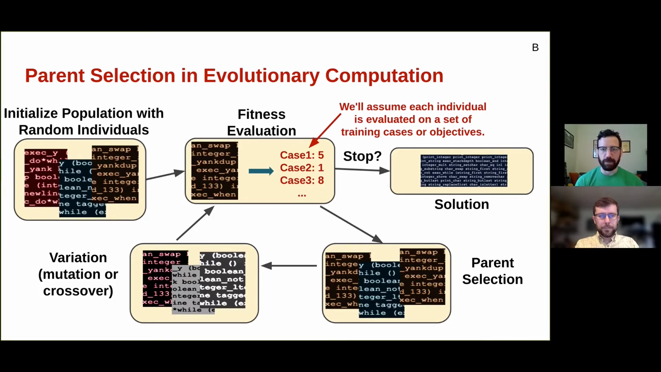Now, if we find an individual in the population that solves our problem perfectly, we might stop, but otherwise, we're going to step through stages of parent selection, where we select individuals from the population that are the most promising, and we apply some variation operators to those parents in order to produce offspring, and then loop through this process, evaluating fitness, selecting parents, and tweaking them until we reach a solution or converge.